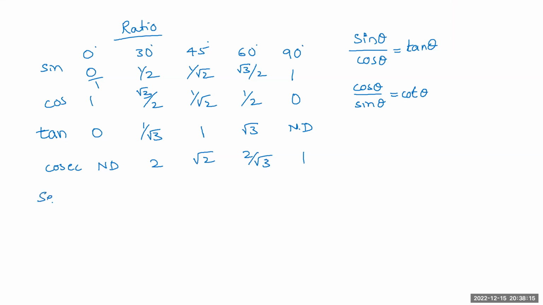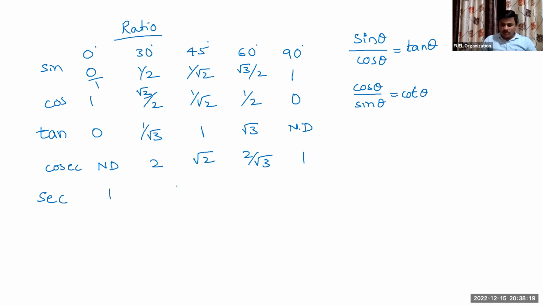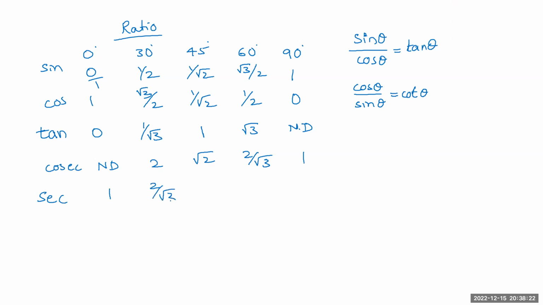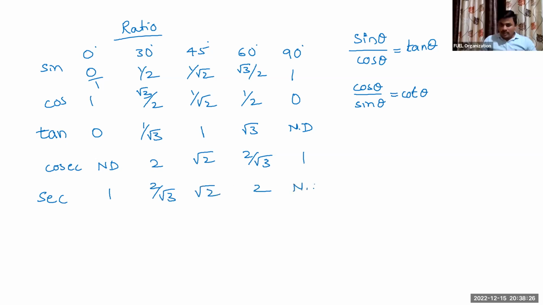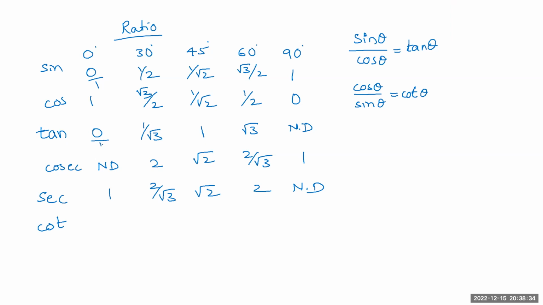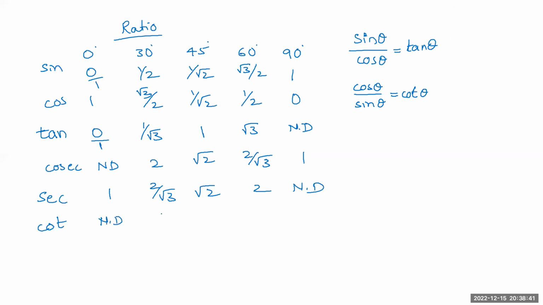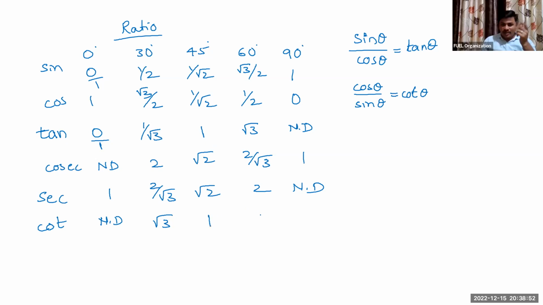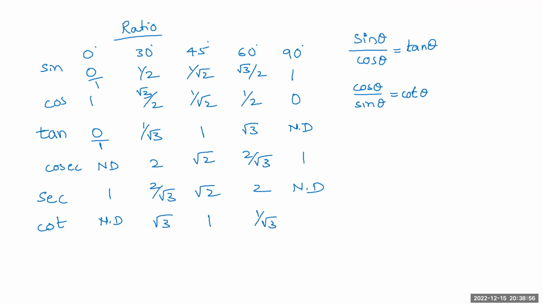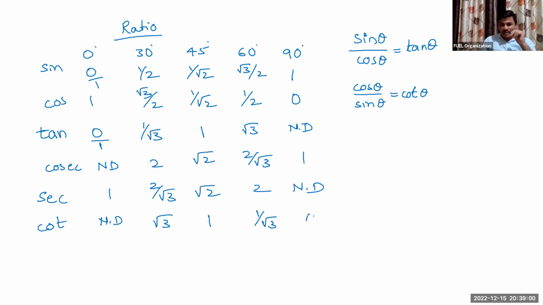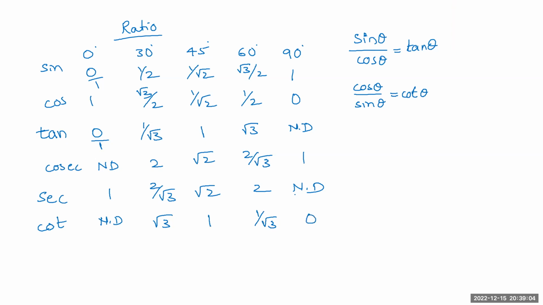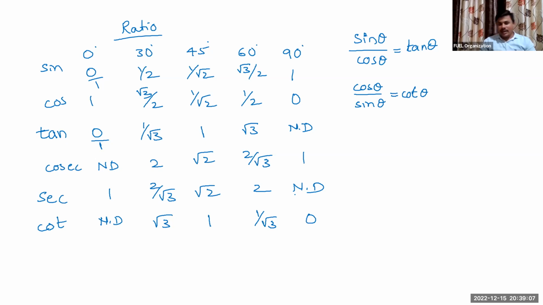Next, for cos, it is vice versa. The same as the previous one, you can take the reverse. 2 by root 3, square root of 2, 2. And this is not defined. And for tan, we will write cot. The first one is not defined. 0 by 1 is there, if you take the reciprocal, you will get not defined. So we can just reverse tan, from 90 it is 0. 1 by 1 is 1 only. And here you will get 1 by root 3, root 3. And the last one is 0. Not defined becomes 0. It is also like the reverse of tan, like we did for cos and sine, similarly tan and cot.